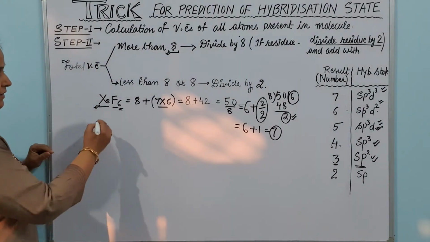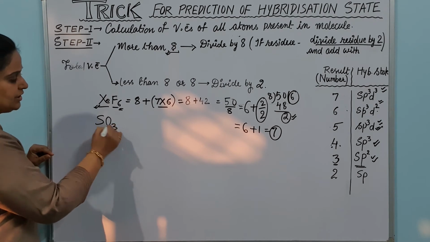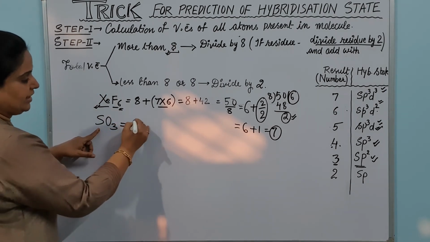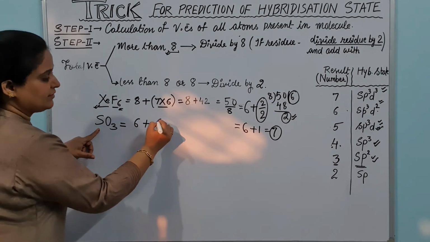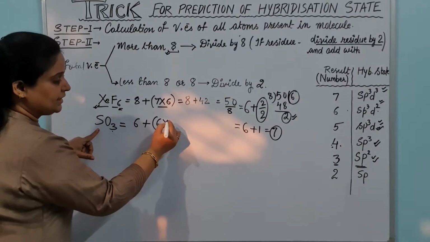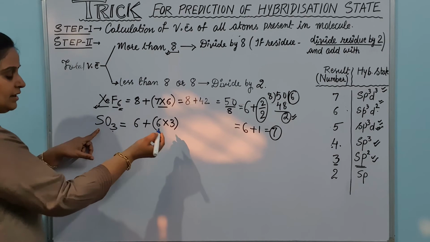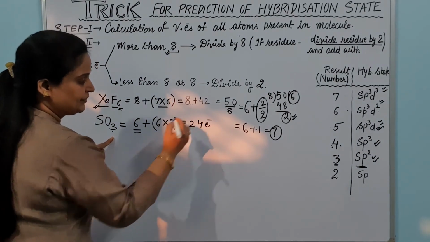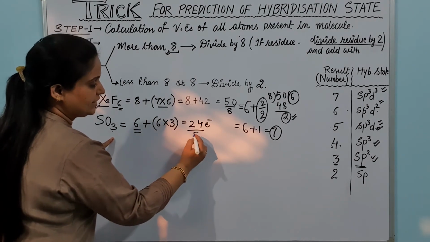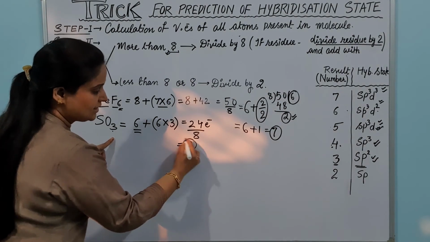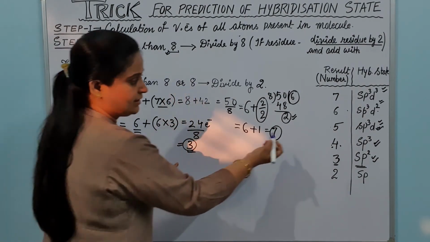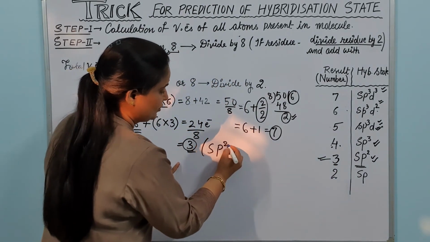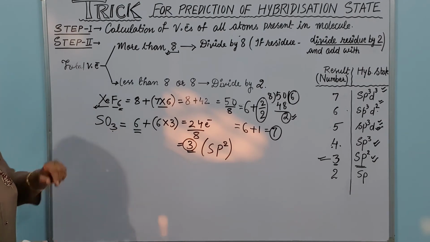Another example here is SO3, that is sulfur trioxide. In sulfur trioxide, we have 6 electrons in sulfur, we have 6 electrons in oxygen, and there are 3 oxygens. Now 24 electrons total. Okay, 24 electrons divided by 8, 3 is the answer, and because it is 3, the hybridization state becomes sp2.